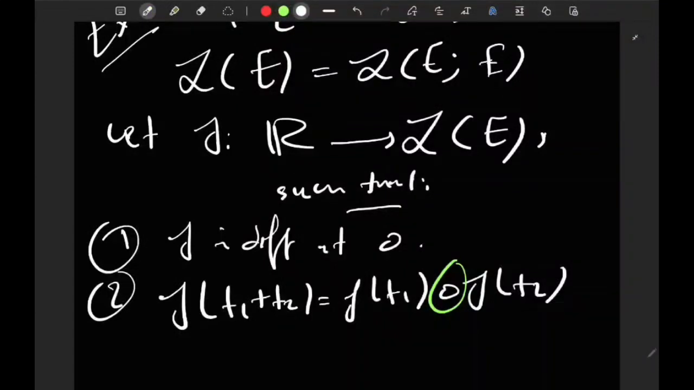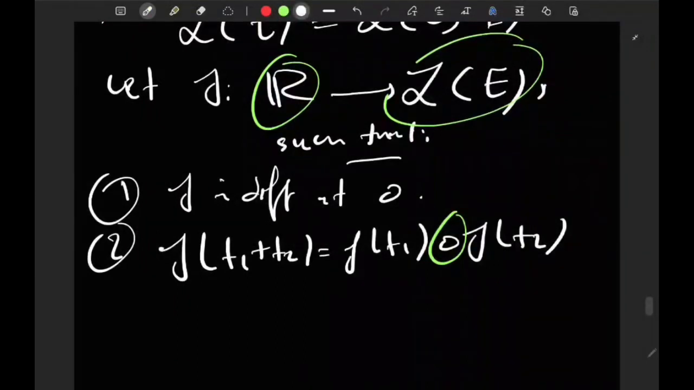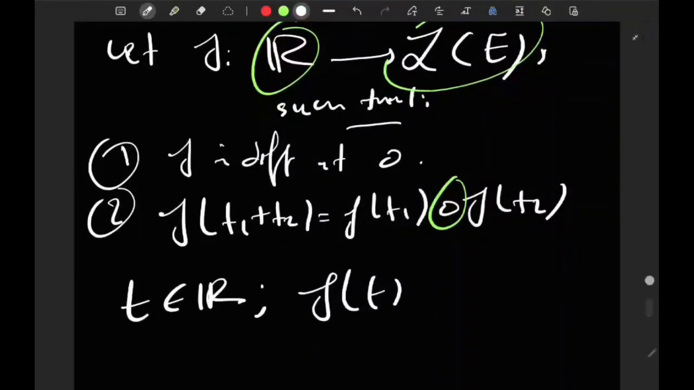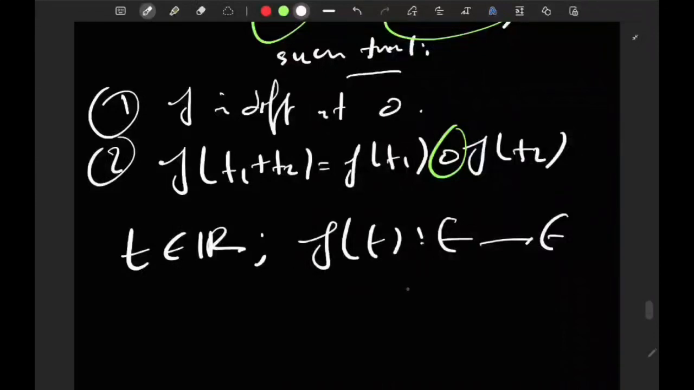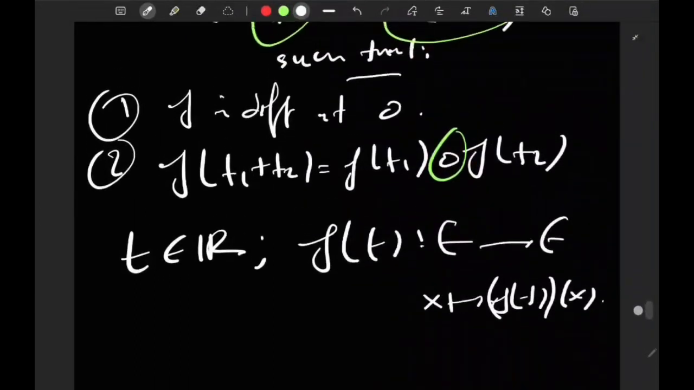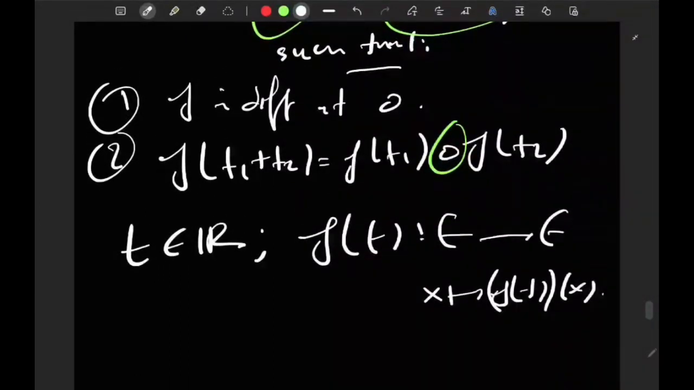So remember, f is going from R to L of E. So what's happening is that when you have a real number t, f of t itself is a map from E to E. So it looks something like this: f of t associates to each x in E some f of t of x. Let's be sure that we understand this well. Moving on. Of course, it makes sense to talk about composition of such two entities because f of t1 and f of t2 are both themselves maps from E to E. They are linear maps from E to E, continuous as well, by assumption.